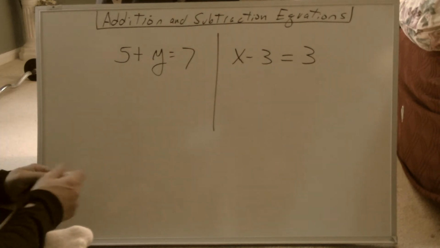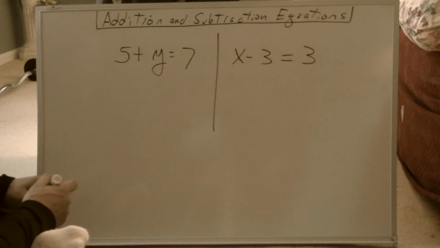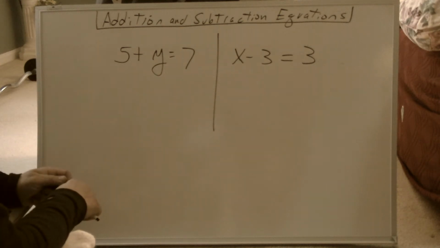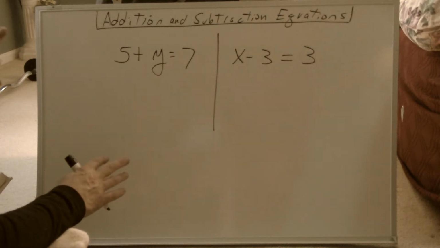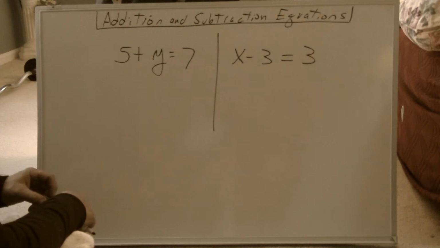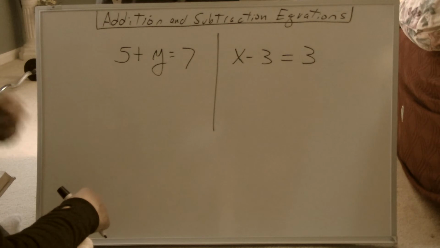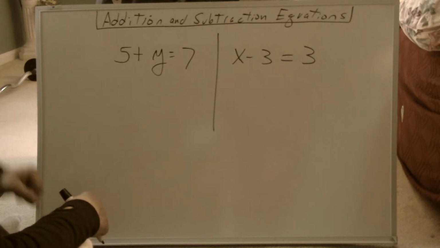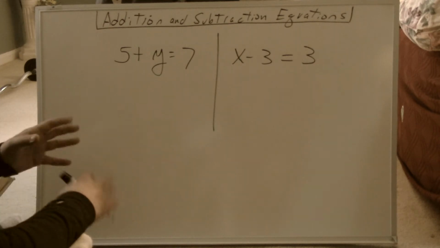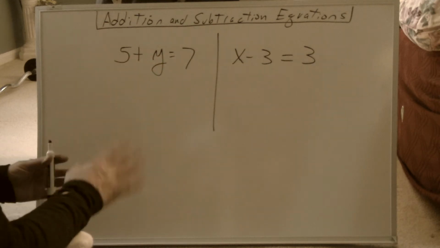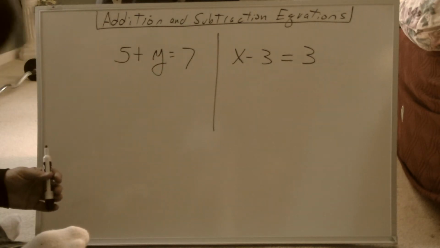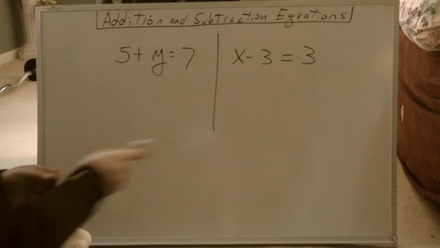Addition and subtraction equations. So now we're going to get into actually solving algebraic equations. I'm just going to start with the addition and subtraction first, and then we'll get into the multiplication and division equations. In the past videos, we went into the x and the y being variables. They're called variables, and they represent missing numbers.